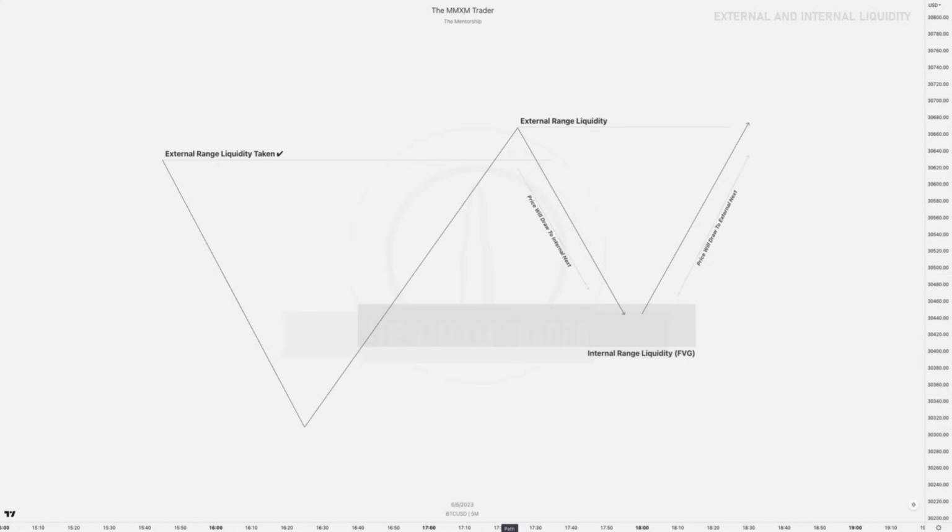Same over here, only reversed, right? We have external range liquidity over here, as in an old high. Price moves lower, forms a swing low, expands up higher, taking out that external range liquidity. In the process of taking out that external range or old high over here, we form an imbalance down here, which could be a fair value gap. Then price moves back into that fair value gap after taking out external range liquidity, right? And then when we hit that internal range, we want to go for external again.